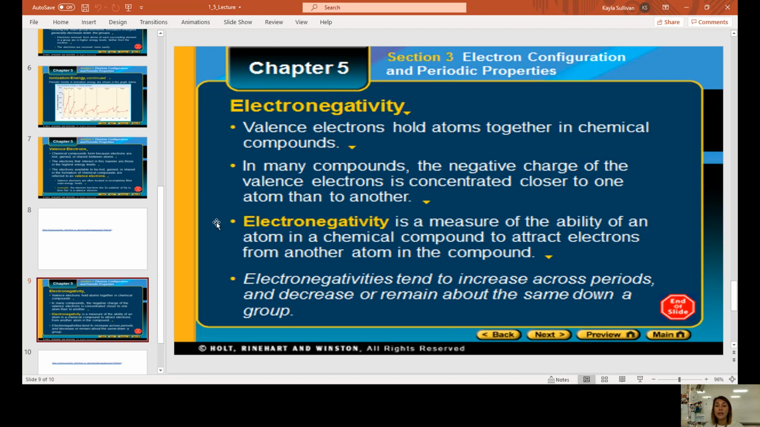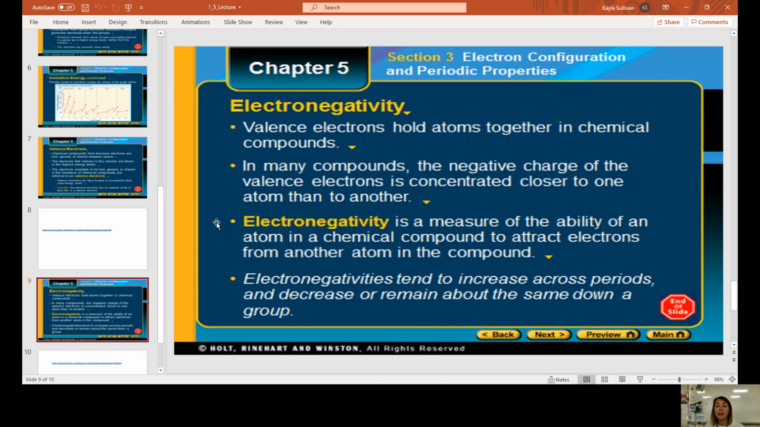Okay? So in many compounds, the negative charge of the valence electrons is more concentrated in one atom than another. That means that when they're holding hands, one atom, either the oxygen or the hydrogen, is going to be pulling those electrons and pulling that negative charge more than the other one. In our example of oxygen and hydrogen, oxygen is really pulling those electrons. Hydrogen doesn't really want them. So oxygen has a higher electronegativity. It's pulling the electrons from hydrogen.